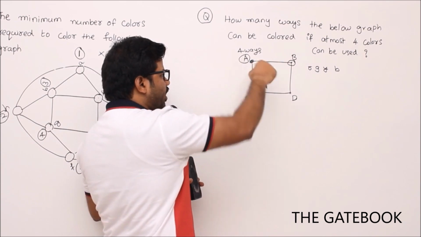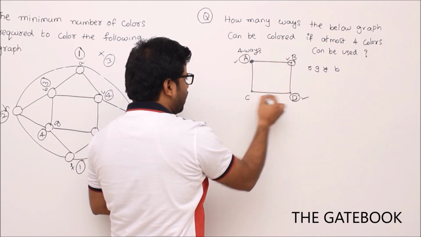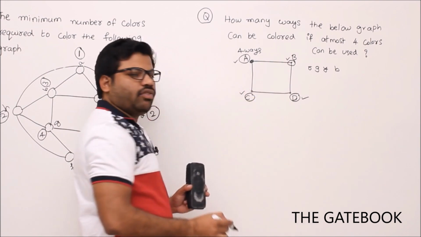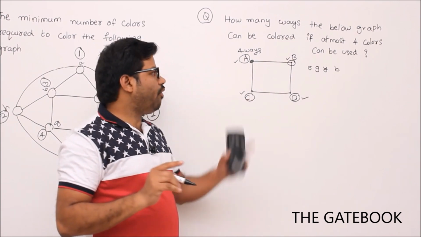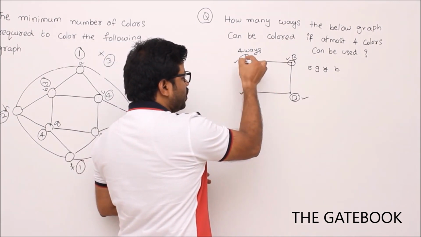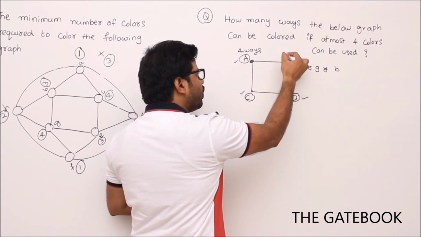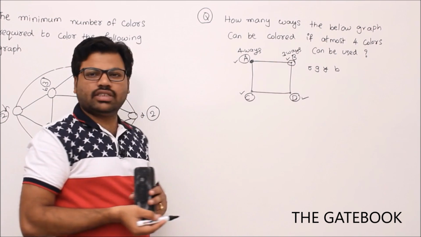Let's do it systematically. First I color A, after that B, after that, let's say D, after that C. If I do that, we'll see what happens. How many different ways can you color B after coloring A? Since you can't use the same color used in position A, you will have 3 ways, isn't it? So now 2 vertices are colored.